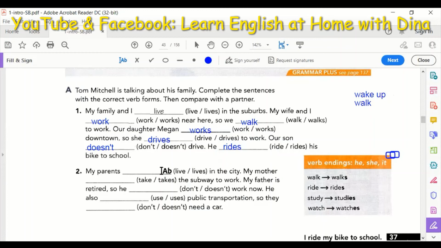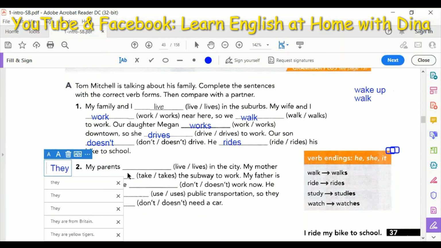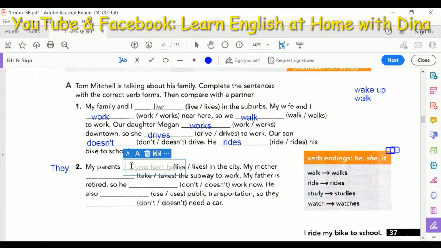My parents. Yusra, no, you missed this one. غلط يا يسرا. Yes, live or lives. ركزوا. My parents. I'm not talking about just my father or just my mother. I'm talking about both of them. بتكلم عنهم هما الاثنين. لما بقول my parents يعني my father and my mother. So of course this means they. لو هستبدلها بضمير هقول they. My parents يعني they. ففي الحالة دي طبعا هختار الفعل without an s. My parents live in the city.